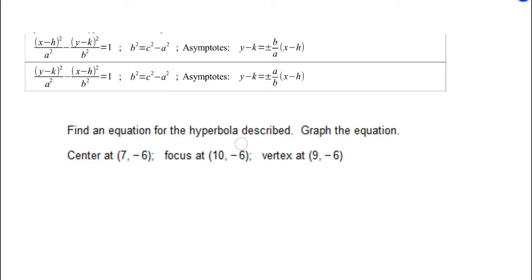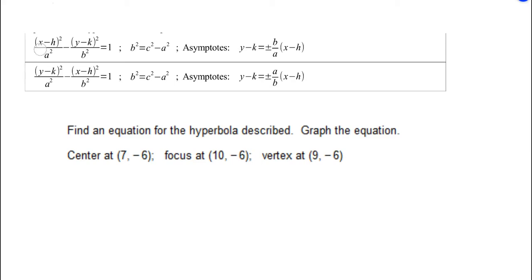Find an equation for the hyperbola described, and graph the equation. Before we do this example, let's take a minute to look at our two different orientations for the hyperbola. We have a vertical orientation and a horizontal orientation.